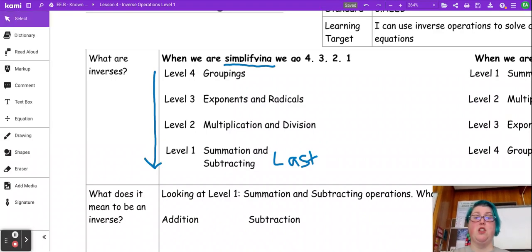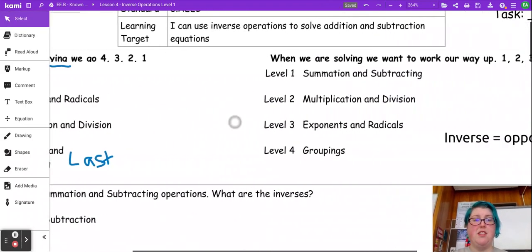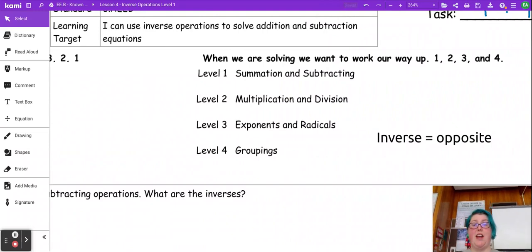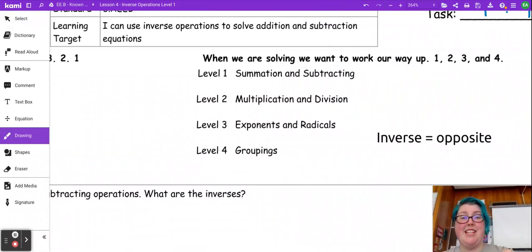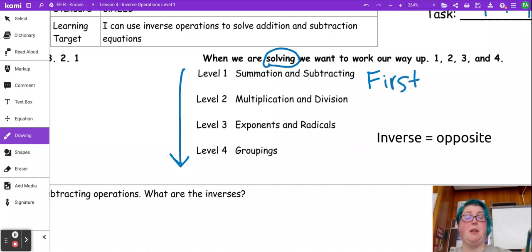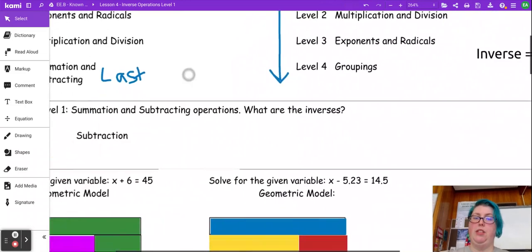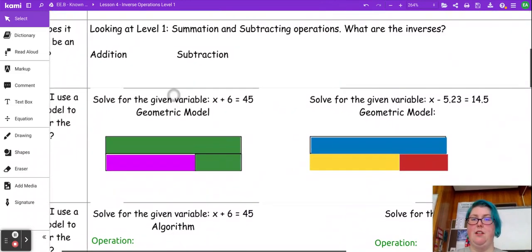Now, when we are solving, so not just making it simpler, when we're trying to find the answer, it's the exact opposite. So solving, you go from least complex to most complex. So you're going to do addition and subtraction first. That's because the solving is the inverse. It's the opposite of simplification. I know that might not make sense now. So let's look at an example.